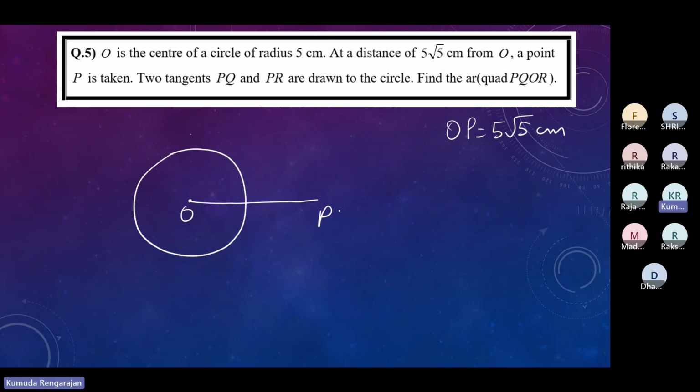Two tangents PQ and PR are drawn to the circle. Find the area of the quadrilateral PQOR. So you need to join.